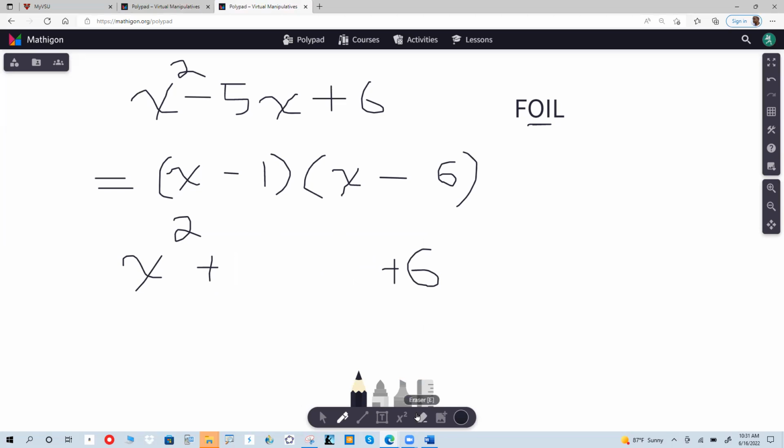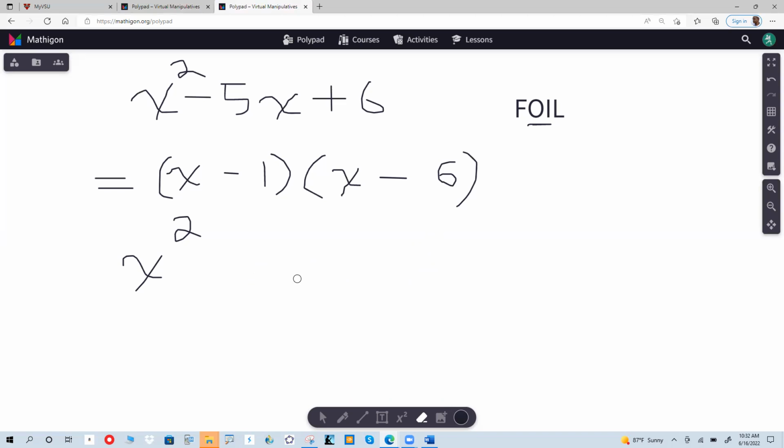In the middle, what am I going to get? You have to use a little bit of trial and error. The outside terms will give you this, and the inside terms will give you this. No, you're not getting minus 5x. So this is a dud. It's not going to work. So 6 was split into 1 times 6. That didn't help us. So let's say, okay, I'm done.